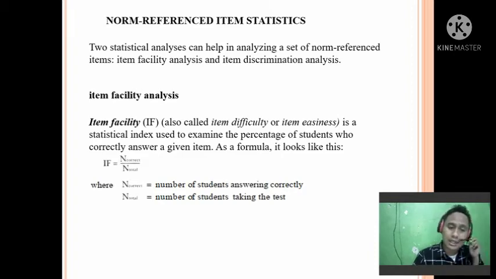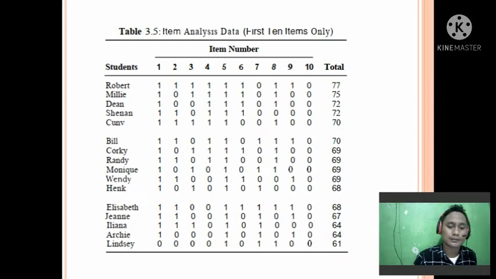As a formula, it looks like this. When we look for item facility, the formula is correct divided by total. Correct is the number of students who answer correctly, and total is the number of students taking the test. Like this example.